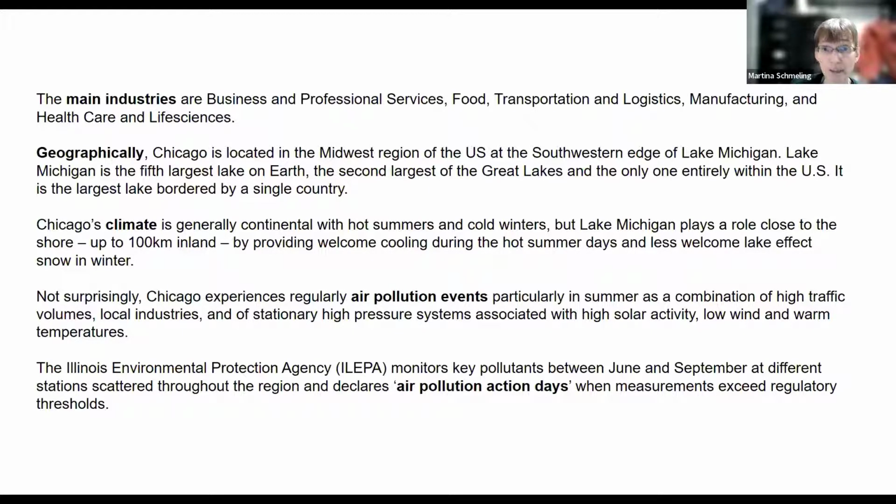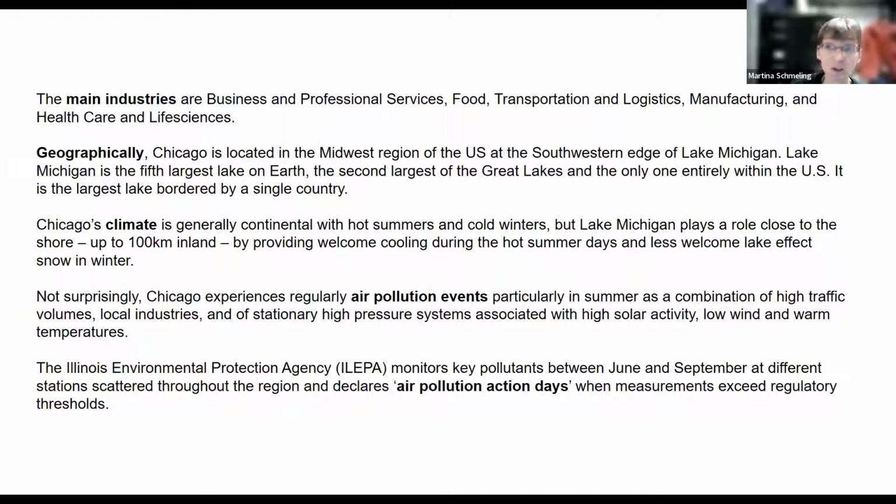most diversified cities. Geographically, as you could see, Chicago is in the Midwest of the United States at the southwestern edge of Lake Michigan. Lake Michigan itself is the 5th largest lake on Earth by surface area, and is also the 2nd largest of the Great Lakes, also by surface area. The largest is Lake Superior, which is shared between Canada and the United States. And Lake Michigan is also the only lake which is completely within the United States.